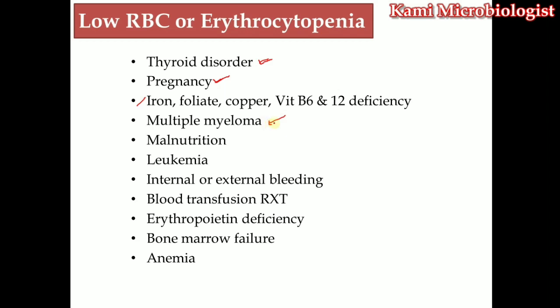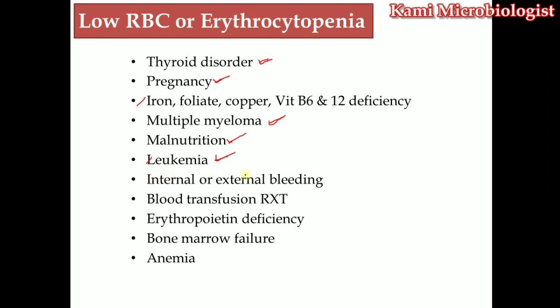Multiple myeloma is also a blood cancer. It is a cancer of the bone marrow, so due to this the RBC level decreases. Malnutrition: different nutrients are needed, like vitamins, proteins, and iron. If these nutrients are not given in the diet, the RBC count also decreases. Leukemia is again a blood cancer, meaning we have a low number of RBCs, and white blood cells are also decreased or increased. That's why the RBC level is also decreased.